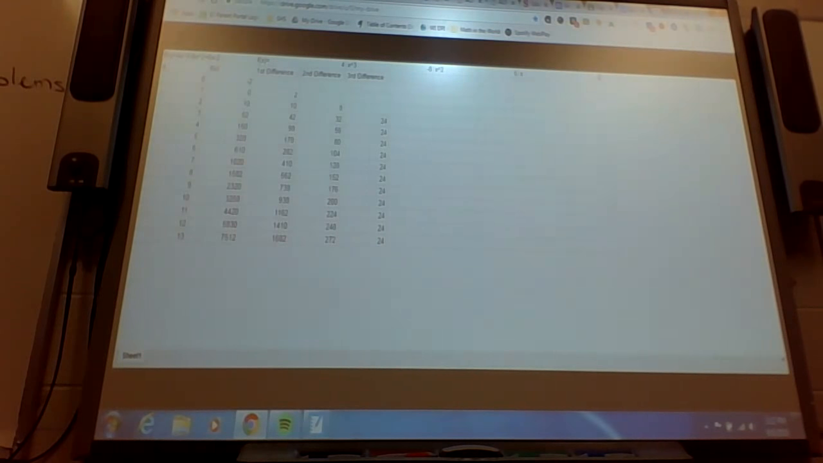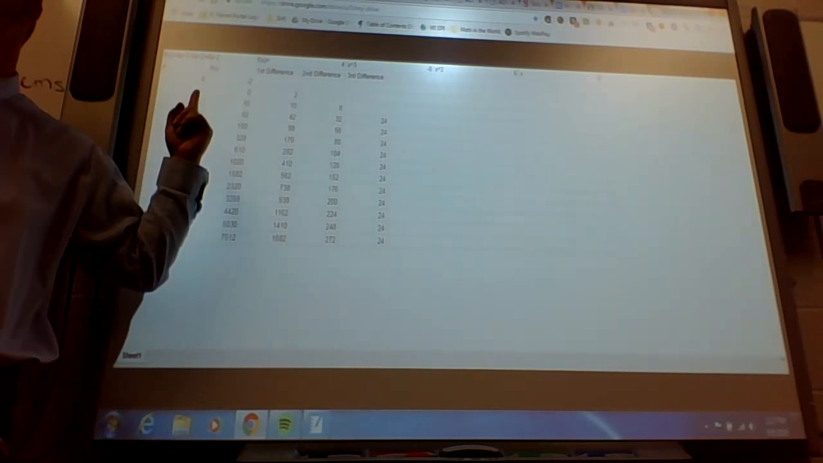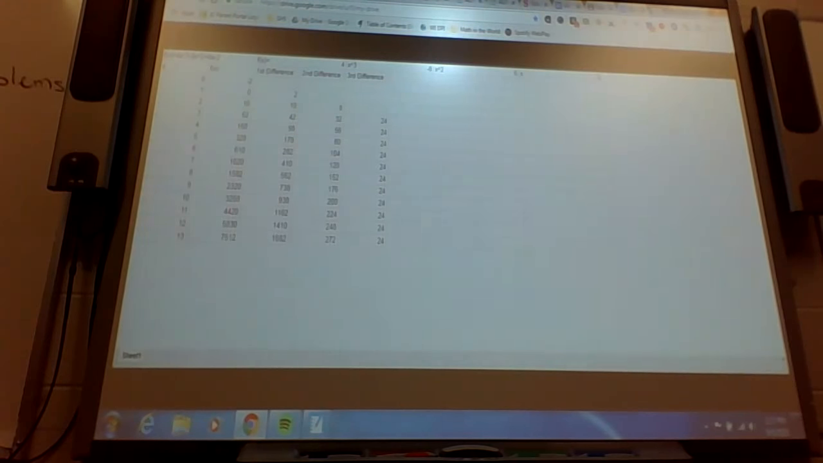Similarly, first difference in a linear equation with the exponent being 1, first difference was always constant. In a quadratic, with my highest exponent being 2, the second difference was always constant. And in a cubic, with the highest exponent being 3, my third difference was always constant. And we used this spreadsheet to show how third difference is always constant in a cubic.